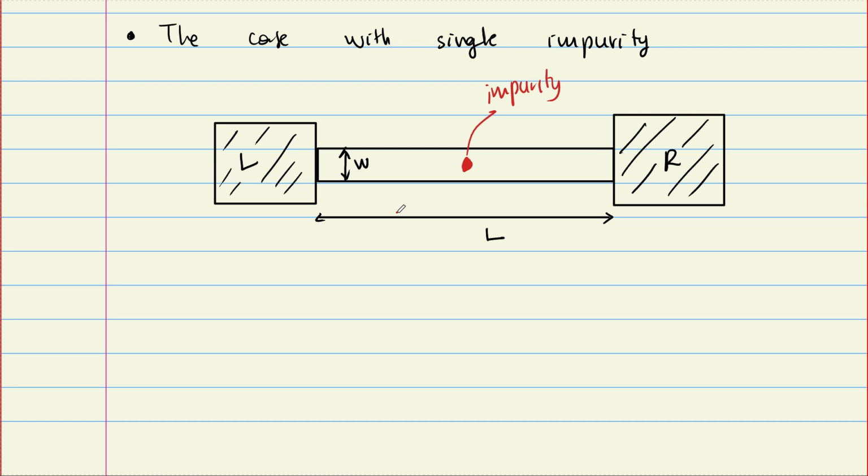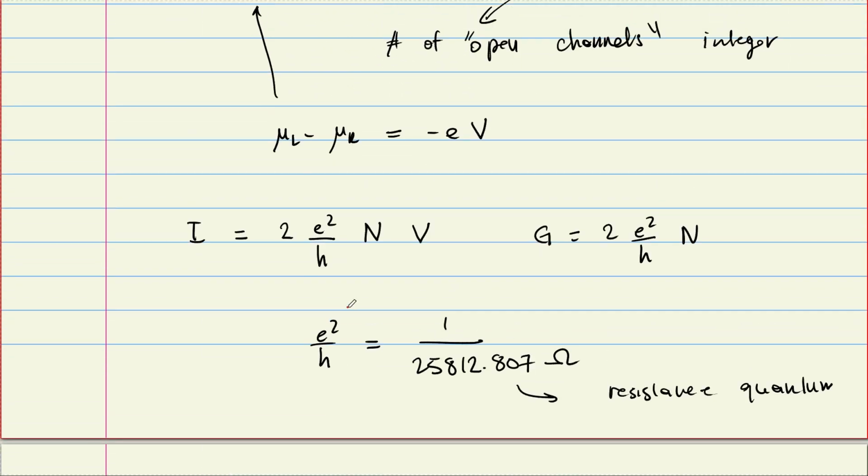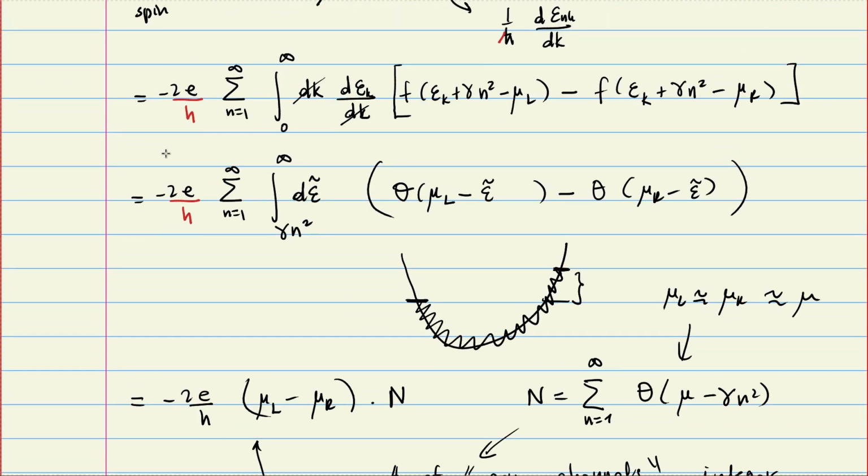What we need is, we have some incident wave, and this wave is going to be transmitted with probability t, and it's going to be reflected with probability r. Then in the Landauer formula, I think I can take it from here.